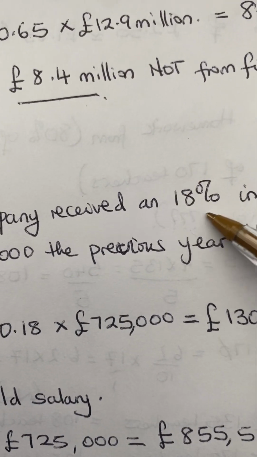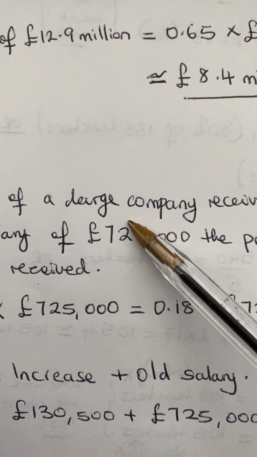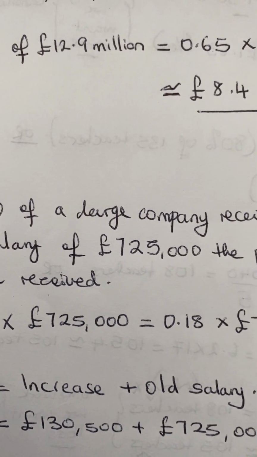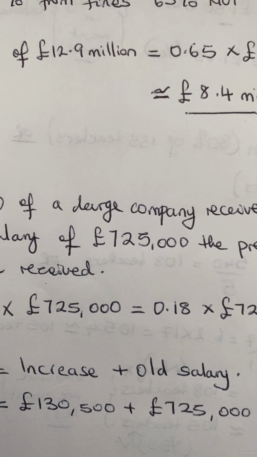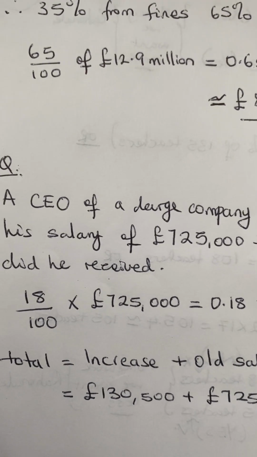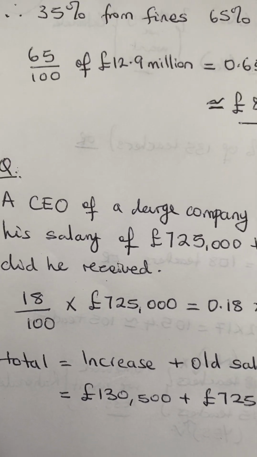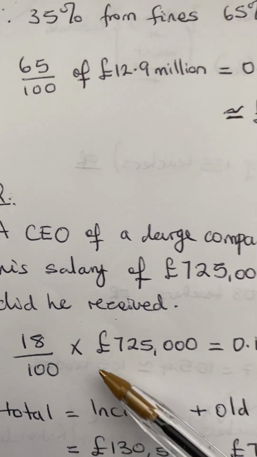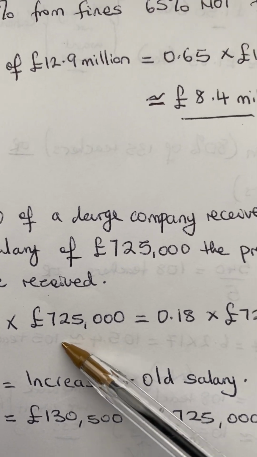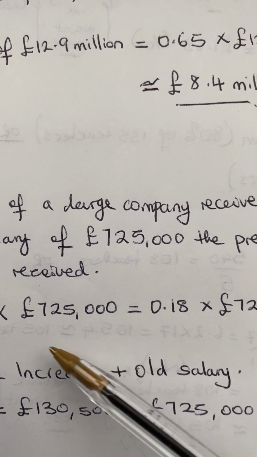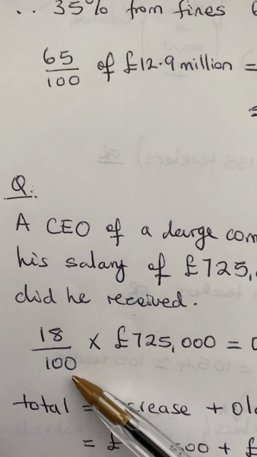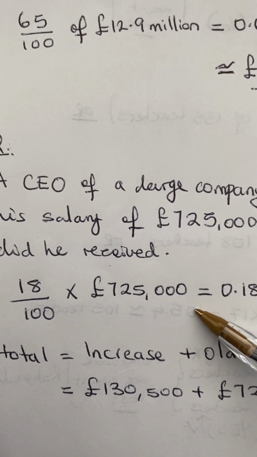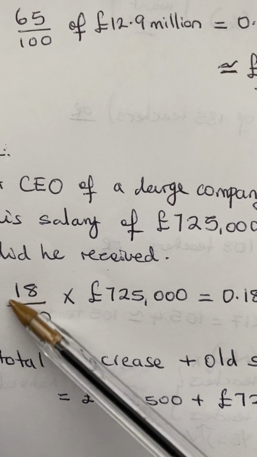So here we need to find 18% of what he collected last year, and then that value of 18%, we add it to this value, and that is how much he will receive. I hope I've explained the question. You need to be able to read the question, understand, and know what they're asking you to do. So 18% of 725,000 pounds will become 18 over 100 times 725,000. Okay, now powers of 10 again.